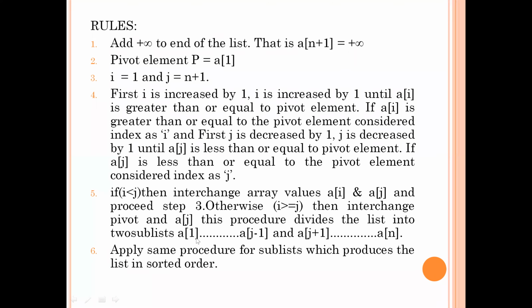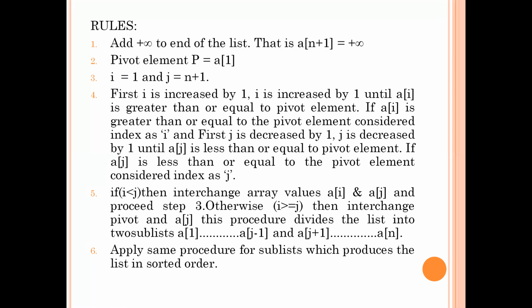So now you have the jth location. Now the jth location becomes the correct position for your pivot P. So that's why now you will swap a of 1 and a of j. So now the pivot is placed in its right position. The right position for P is j. Once the pivot is placed in its right position, it is sorted.